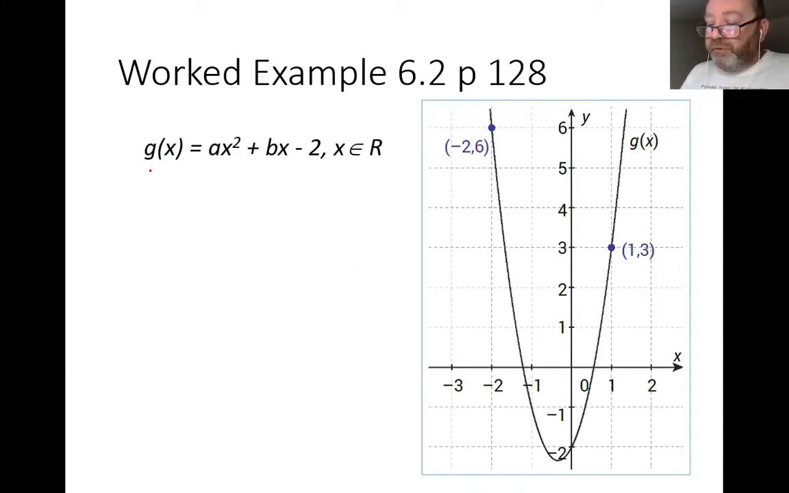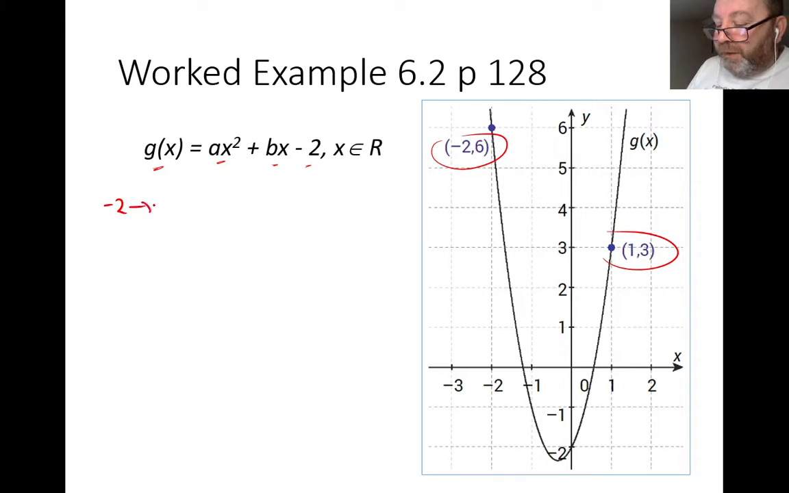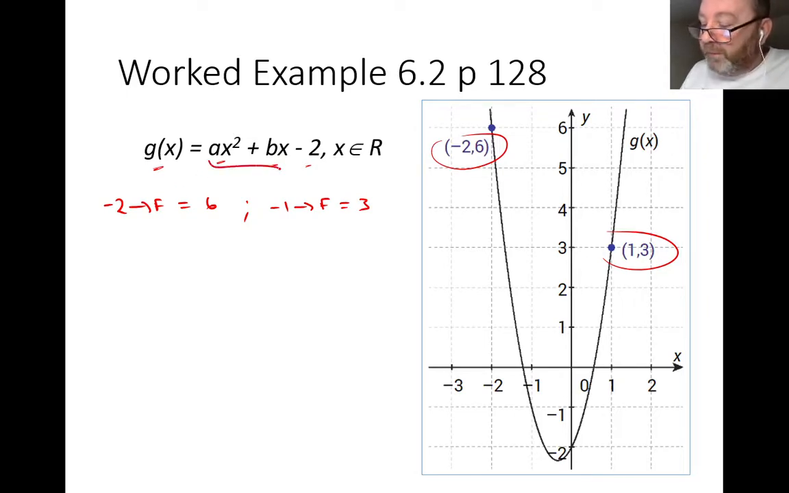So the function g is ax squared plus bx minus 2. So in terms of these 2 points here, what does that mean? Here's what it means. If I take minus 2 and put it into the function, it will come out as 6. And if I take minus 1 and put it into the function, it will come out as 3. Now, you might say to yourself, what function? This function here, this one.